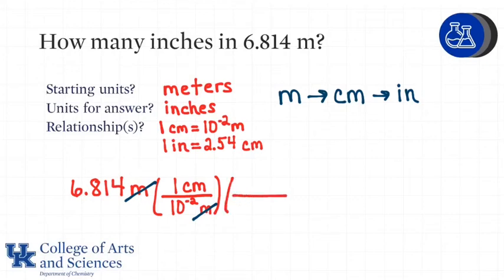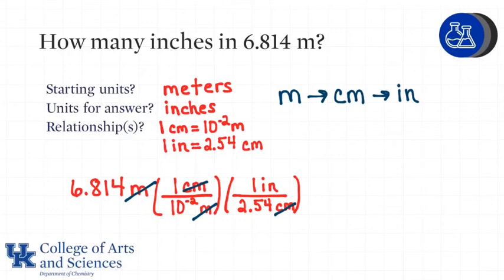So now I need centimeters on the bottom of the next step. So 2.54 centimeters is equal to 1 inch. And again, the relationship, 1 centimeter is 10 to the minus 2 meters. 1 inch equals 2.54 centimeters. Those relationships are true regardless of what value I'm starting with. So we always want to make sure the relationships are true as we put them into the problem. We don't change these values because we're starting with a different number.